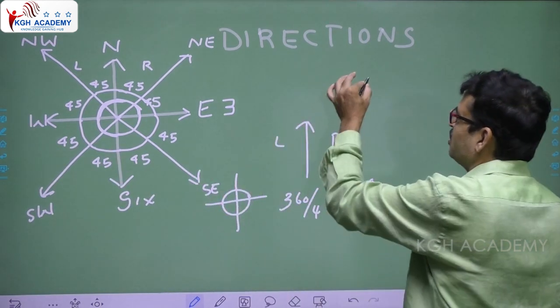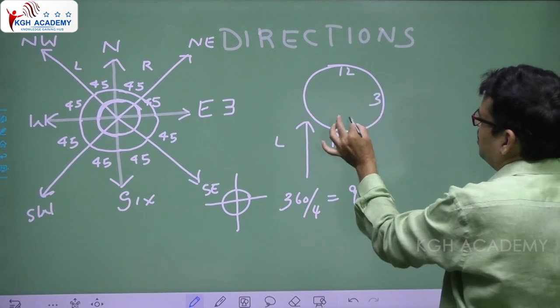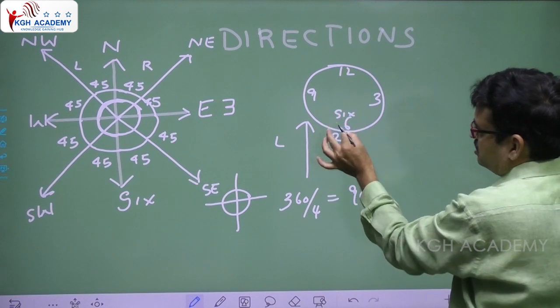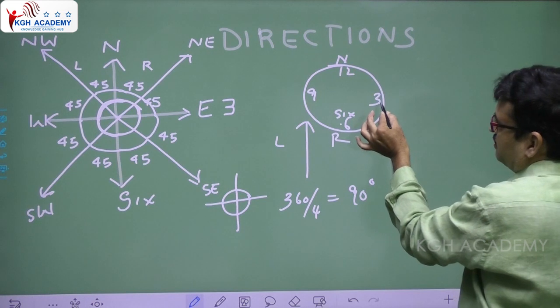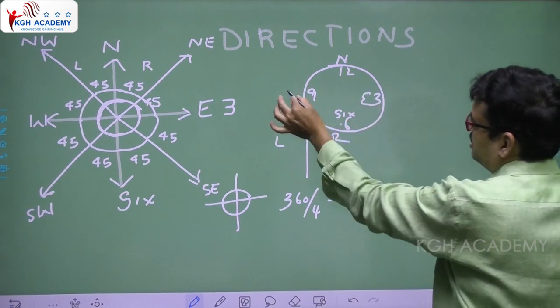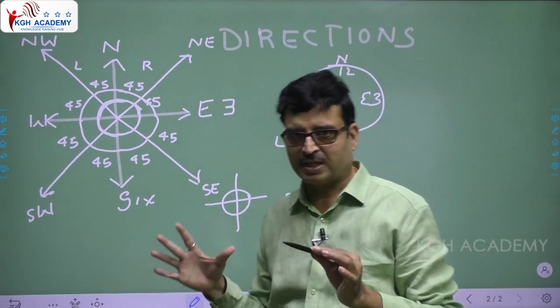So when you take a clock, know that this is 12 o'clock, 3 o'clock, 6 o'clock, 9 o'clock. 6, S-I-X, so this is the south direction. When this is south, this is the north direction. 3, that is east. When this is east, automatically this will be west. Am I clear? In that way, you can try to remember. Clear?